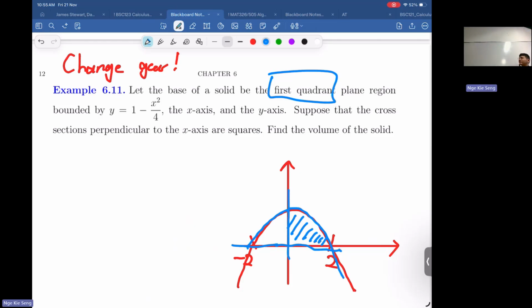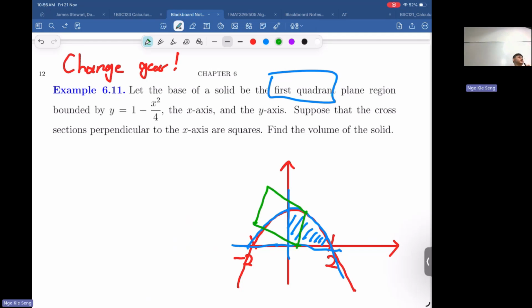It says that the cross sections perpendicular to the x-axis are squares. So this height is actually given by a square. What does it mean by square? Both sides have to be the same. So the square maybe looks something like this.